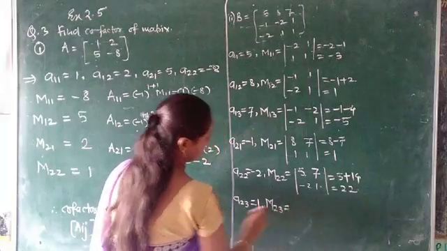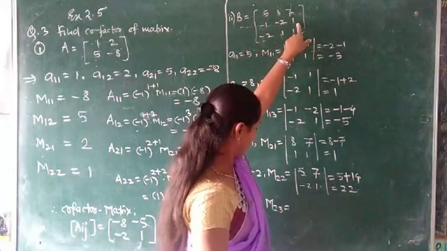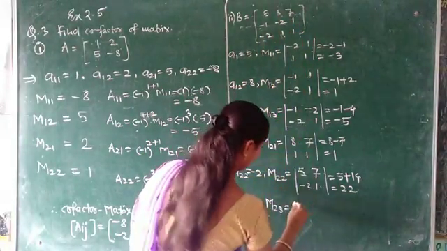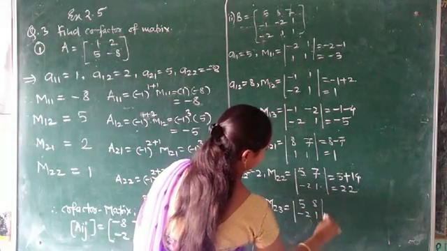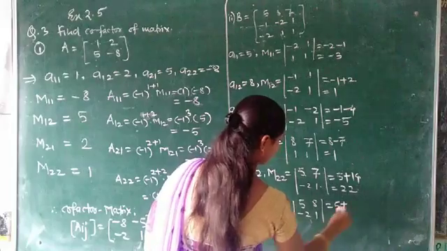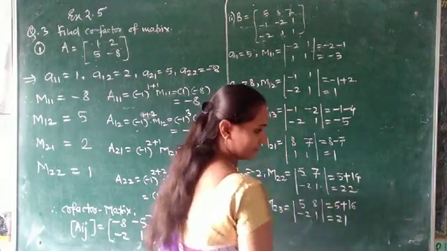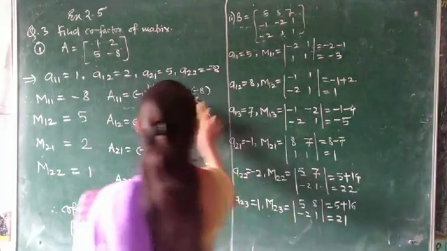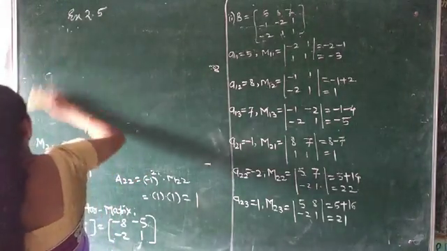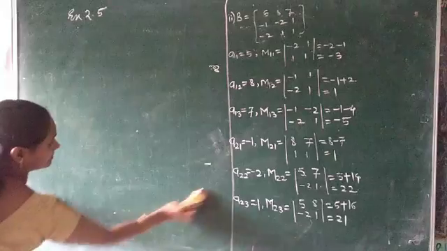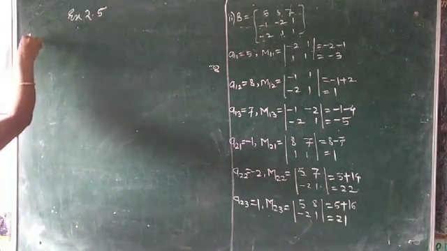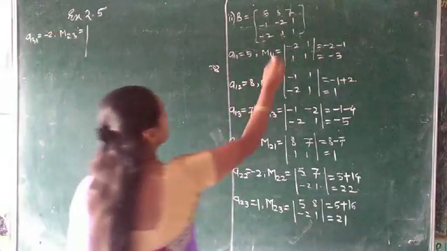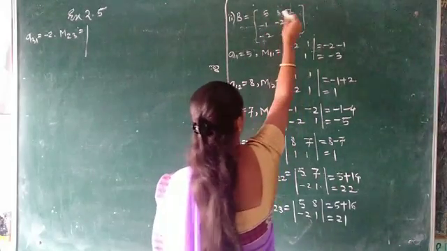Therefore, M23. Now we delete the second row and third column. Second row, third column. Then [5, 8; -2, 1]. 5 into 1 is 5, minus minus plus 8 twos are 16. That is 21. Now next, see A31. A31 is equal to minus 2. Therefore, M31. Now we delete the third row and first column. Therefore, [8, 7; -2, 1].